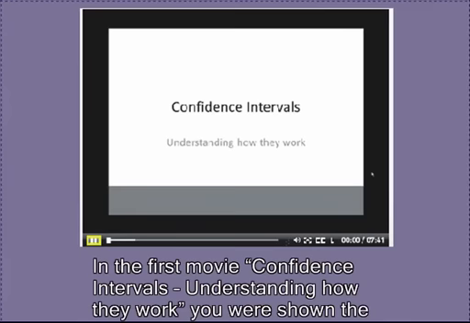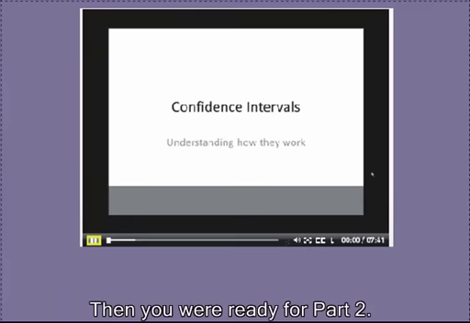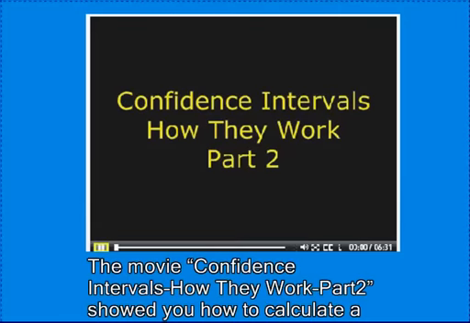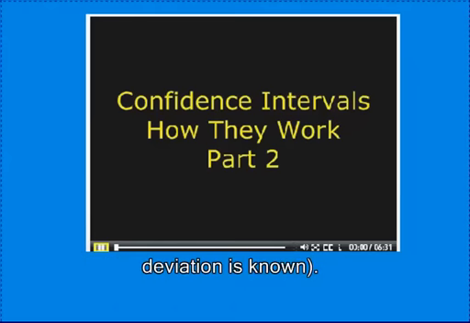In the first movie, Confidence Intervals: Understanding How They Work, you were shown the general idea of what confidence intervals are and how and why they work. Then you were ready for part two. The movie Confidence Intervals: How They Work, Part 2, showed you how to calculate a 95% confidence interval for the population mean, when the value of the population standard deviation is known.